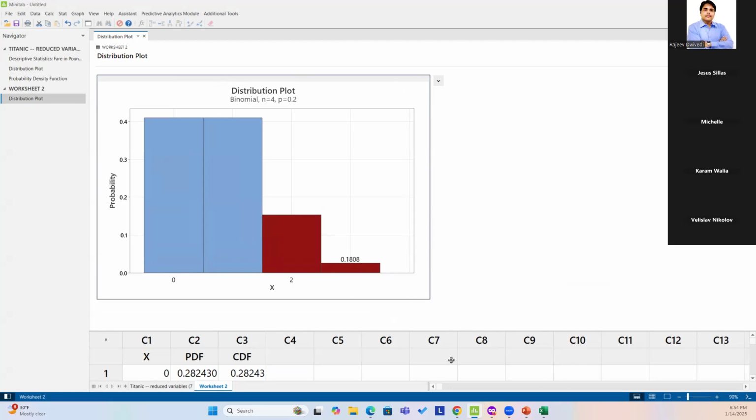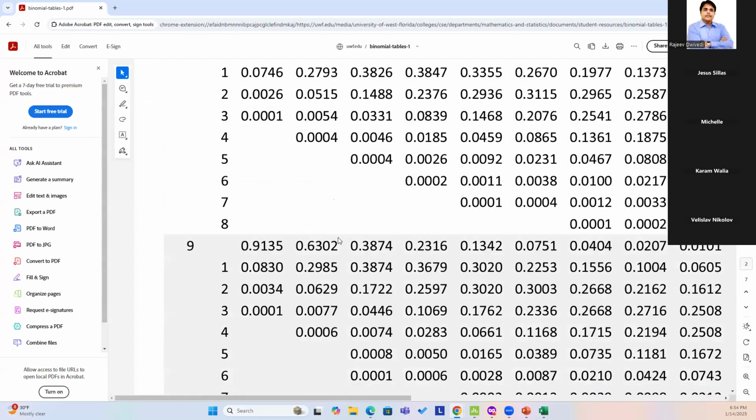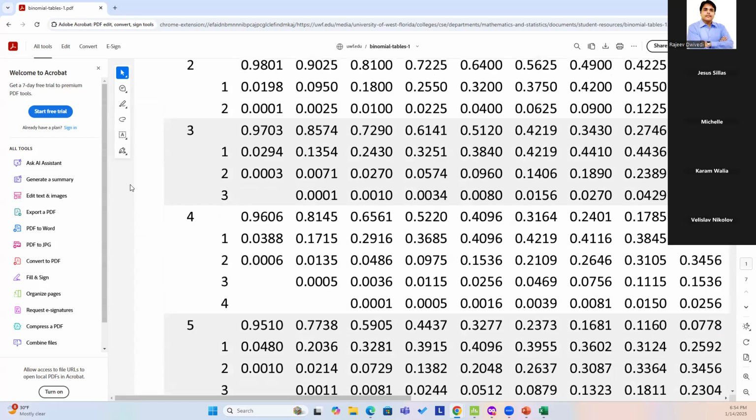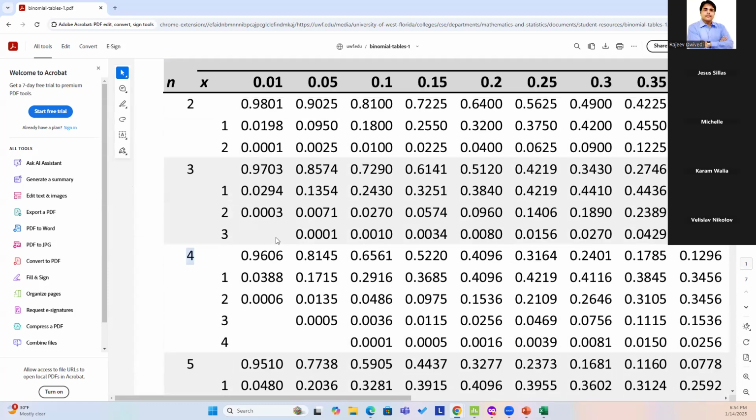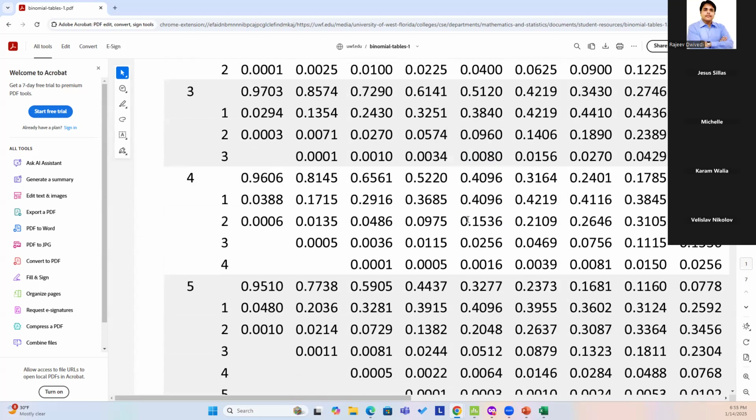Look into the table, sorry, the base table right here. What is the n? First you look into the n value. The n value is 4 right here. The X value is, and what it is asking is 20%. You can see this is 20%, this is 4. Now look into this column. It is asking 2 and more. So this is for 2, this is for 3, and this is for 4.